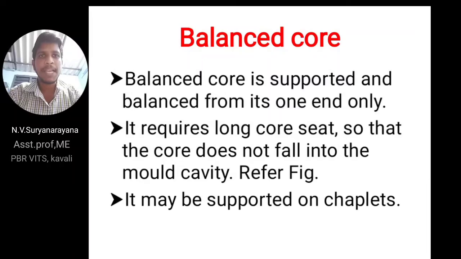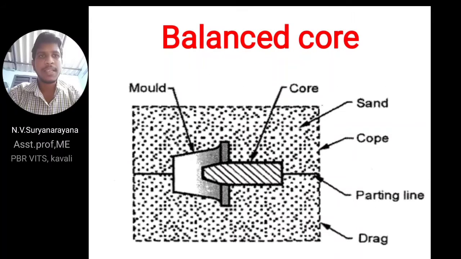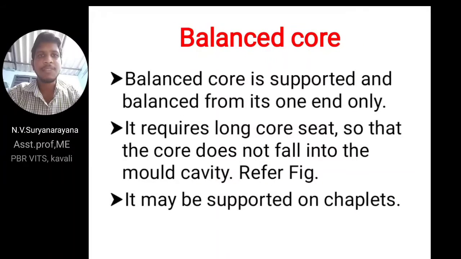As its name implies, balanced core is support taken from the one end only. At another end, there is no support, only balanced from one end. It requires a long core seat so that the core does not fall into the mold cavity. There is no balance here, only one end is supported, another end is free.